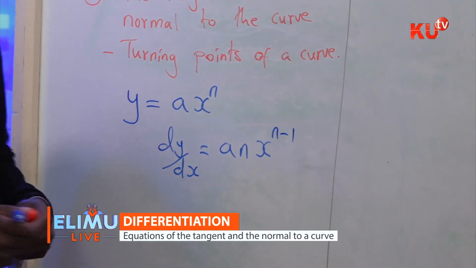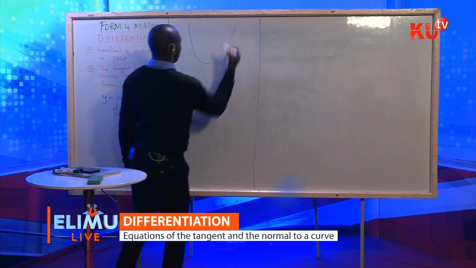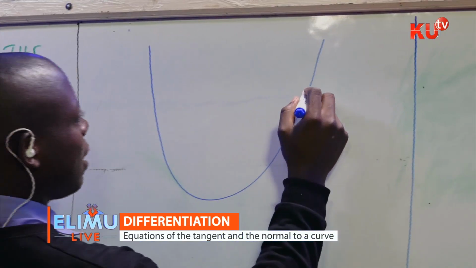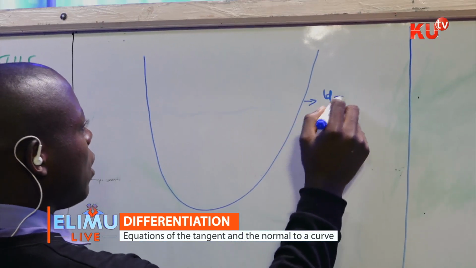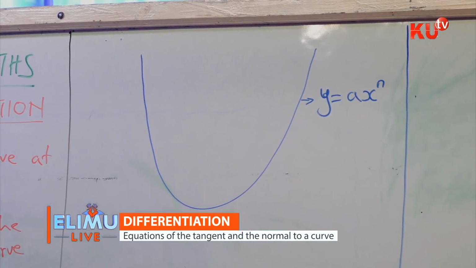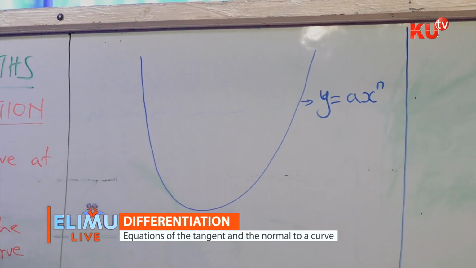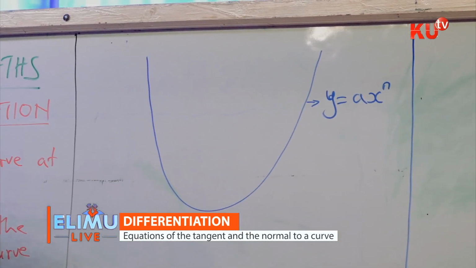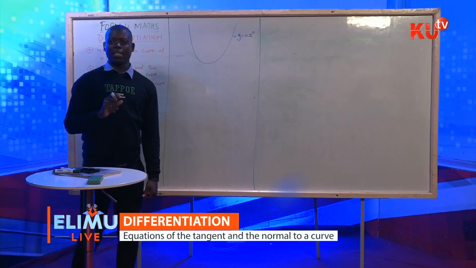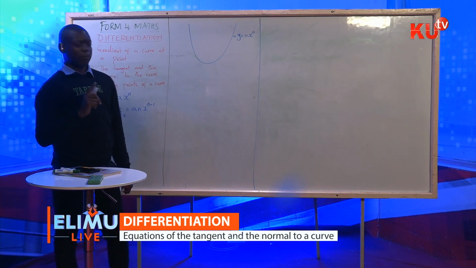First of all, students, we looked at this as a curve. If this is a curve, this is a curve that is represented by the equation y is equals to ax power n. The curve turns at different points. And if you remember what we discussed in Form 2 under the topic gradients and equations of lines, we said that for straight lines, they will always have same gradient at each point.